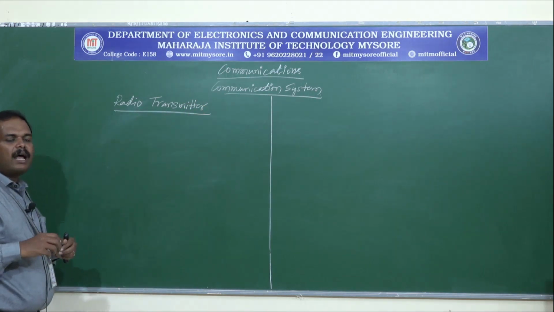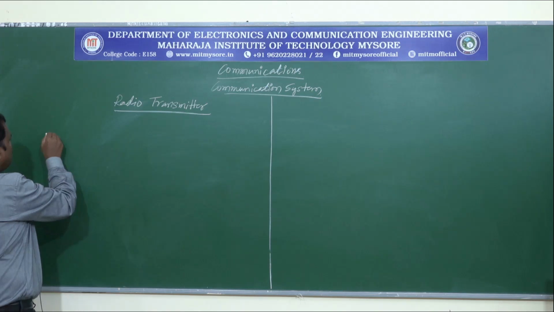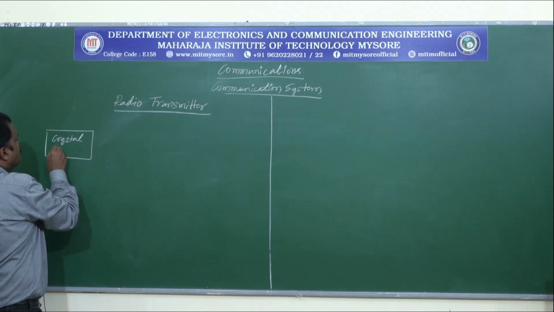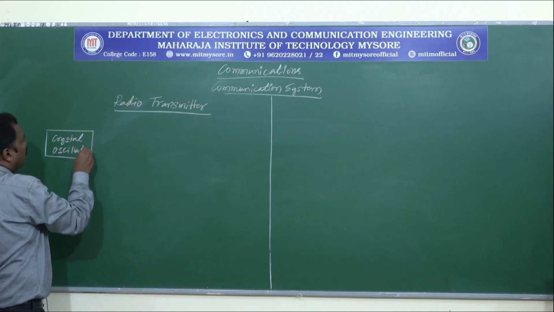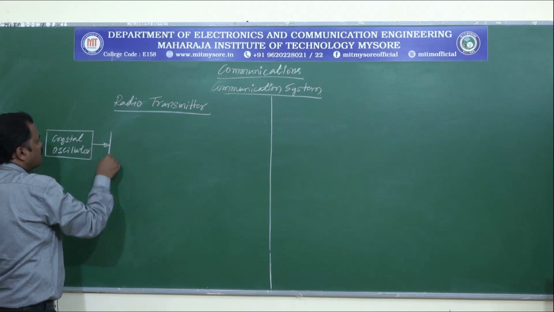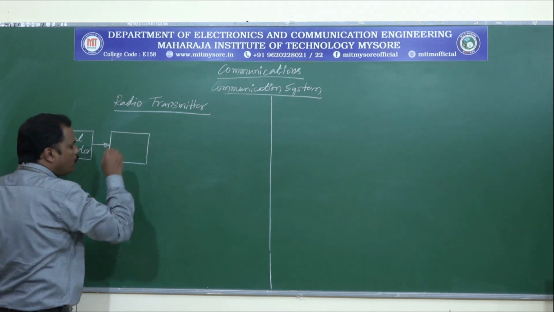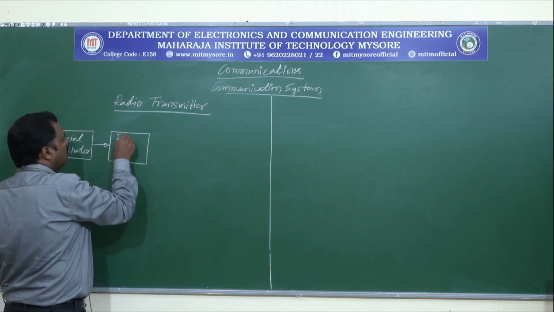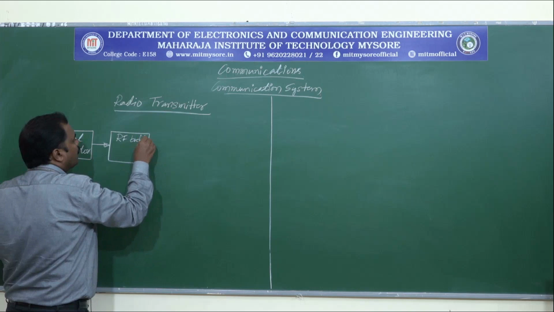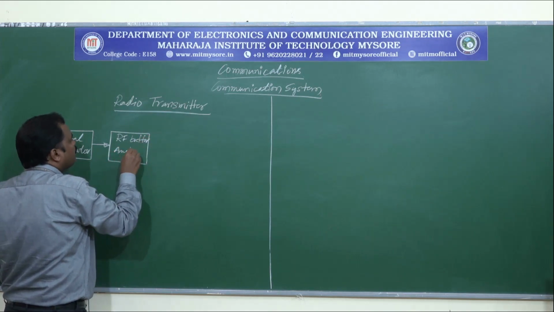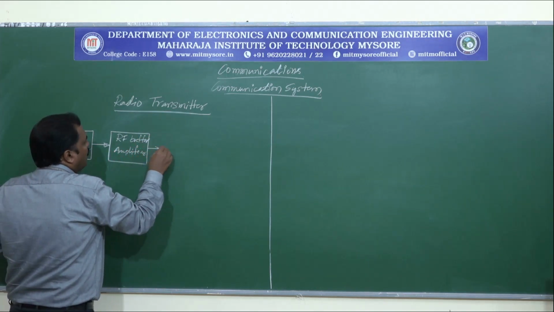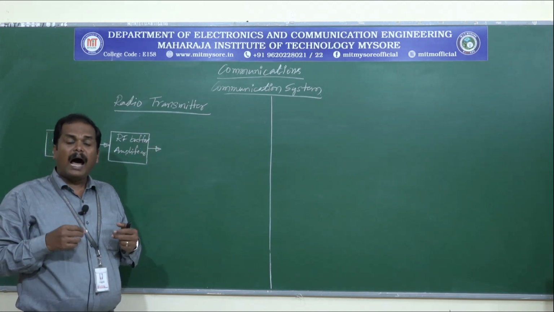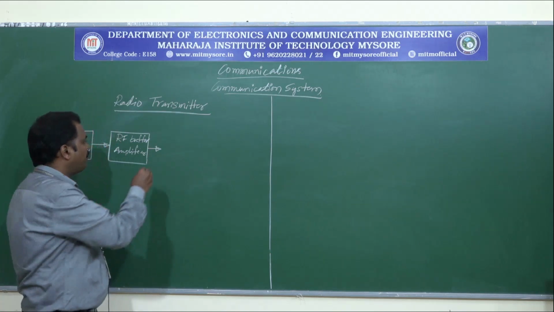So a radio transmitter has different blocks in this. The first one is the crystal oscillator, and from the crystal oscillator the signal will be given to different stages of amplifiers, where the first one is the RF buffer amplifier, and from the buffer amplifier the signal will be further given to the RF voltage and power amplifiers.